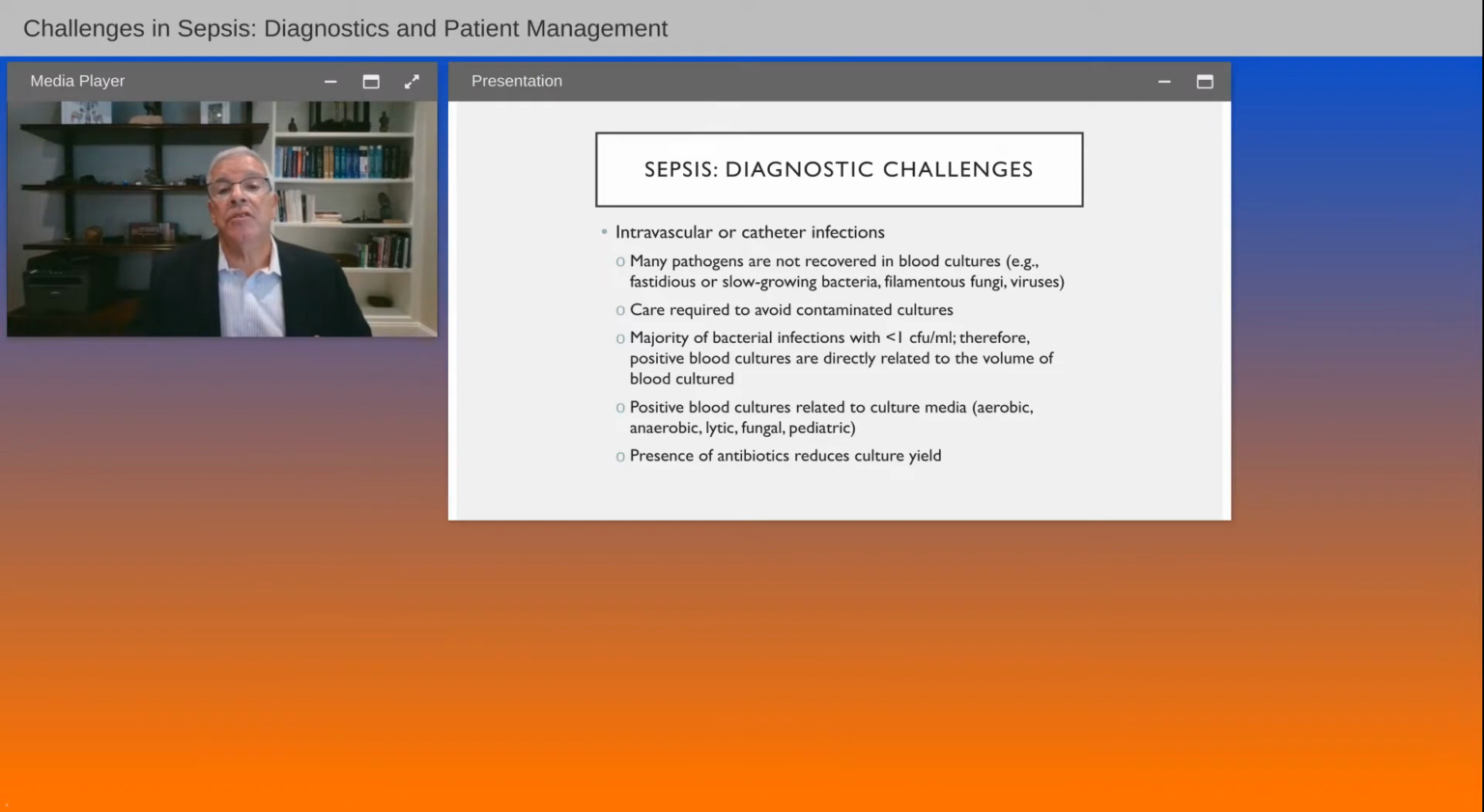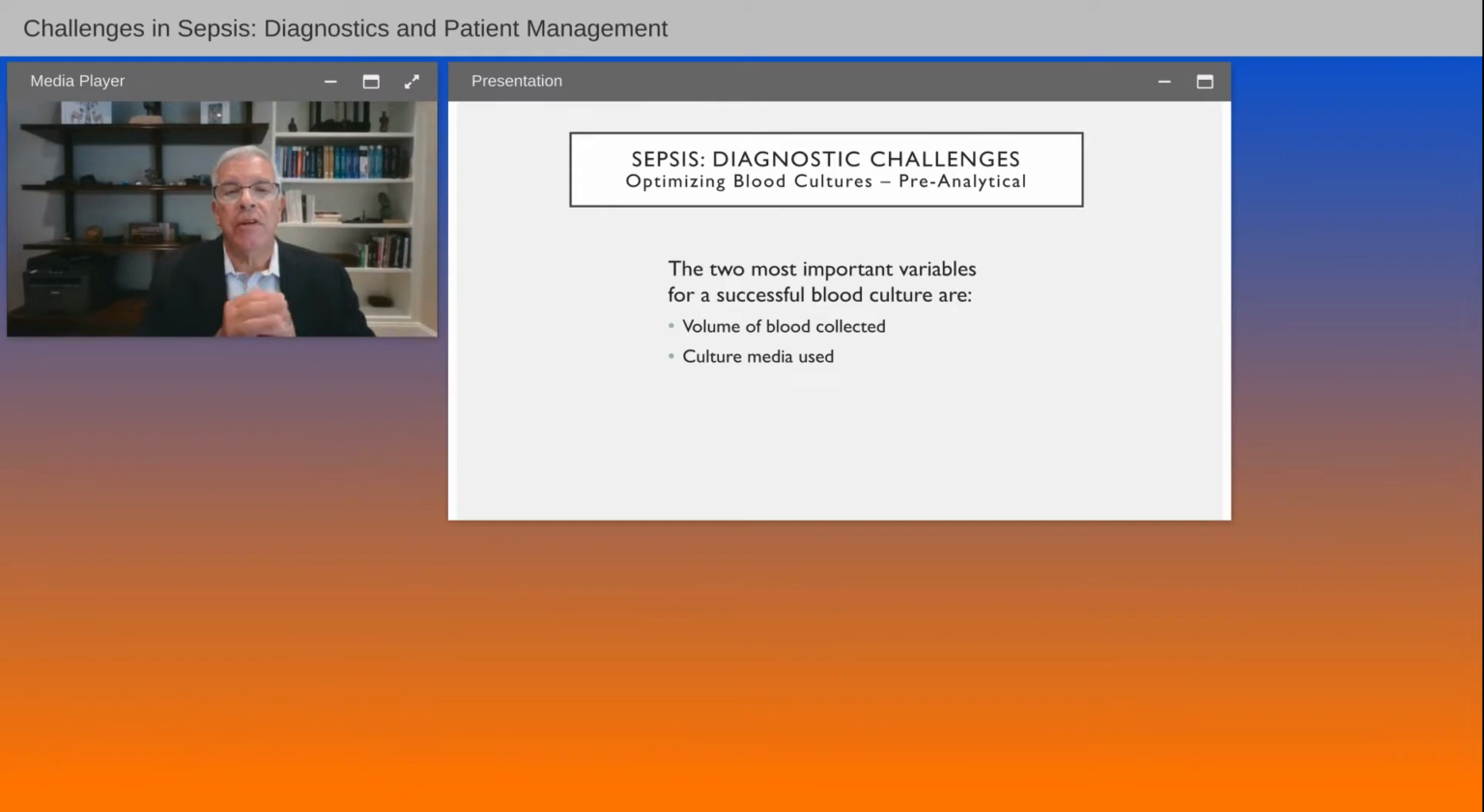The majority of bacterial infections are caused by less than one organism per milliliter of blood, because frequently the bacteria are diluted in a large volume of blood in the patient or removed through the filtering system in the human body. Therefore, a positive blood culture is directly related to how much blood is cultured. And again, I'll share some specific data to support this concept. Positive blood cultures are also related to the culture media that's used. And again, I'll explore this in a second. And finally, the presence of antibiotics reduces the yield of a culture. The two most important variables for a successful blood culture are the volume of blood that's collected and the culture media. If we focus on optimizing those two variables, we're going to have significantly better success with obtaining a positive blood culture.